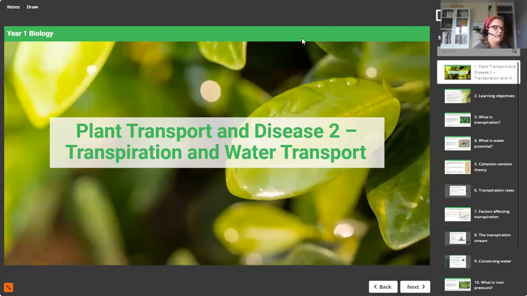Look at properly, transpiration and water transport. It seems a bit random that I've just gone on to plants. Basically, what I'm doing is following on from where we got to with lungs and that gas exchange system. So we'll have a look at exchange systems in plants. It's a little bit of a sidetrack away from what we have been doing with human biology.